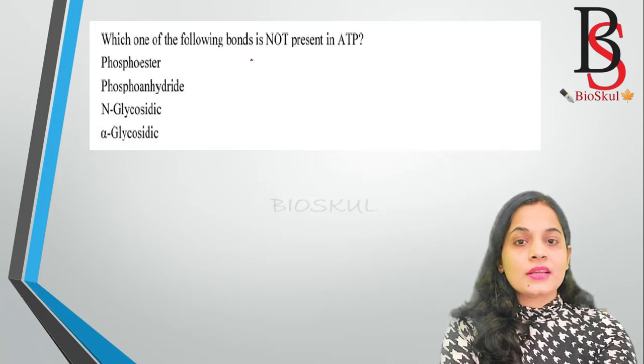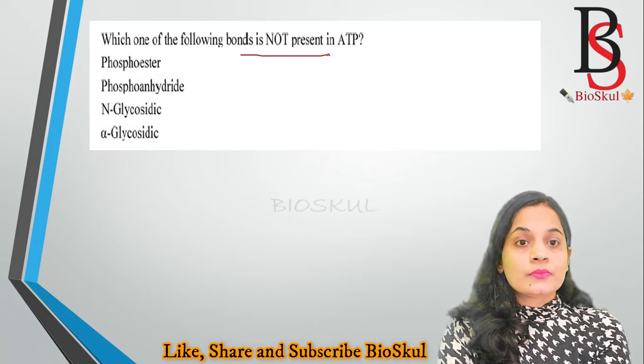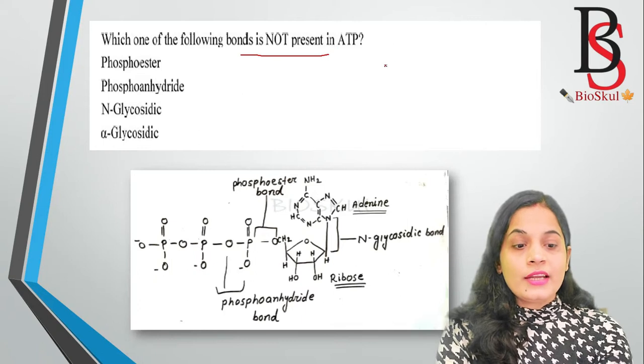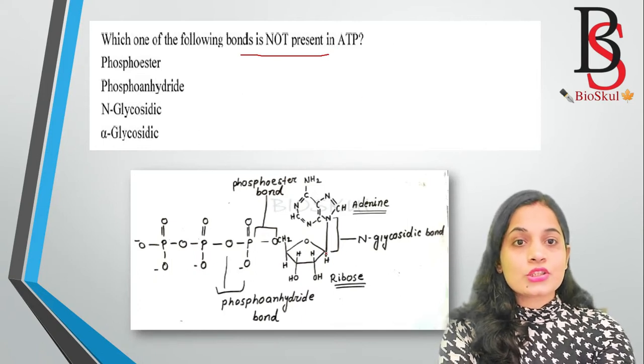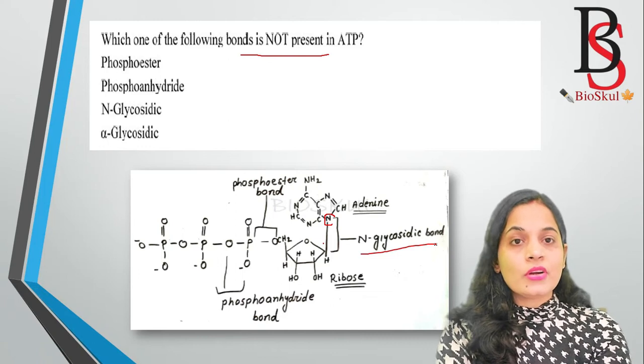Next one: which one of the following bonds is not present in ATP? First we will see the structure of ATP. ATP means adenosine triphosphate. Ribose is the sugar molecule. Its carbon number 1, the anomeric carbon, binds with the nitrogen of adenine by a bond. That bond is called the N-glycosidic bond.